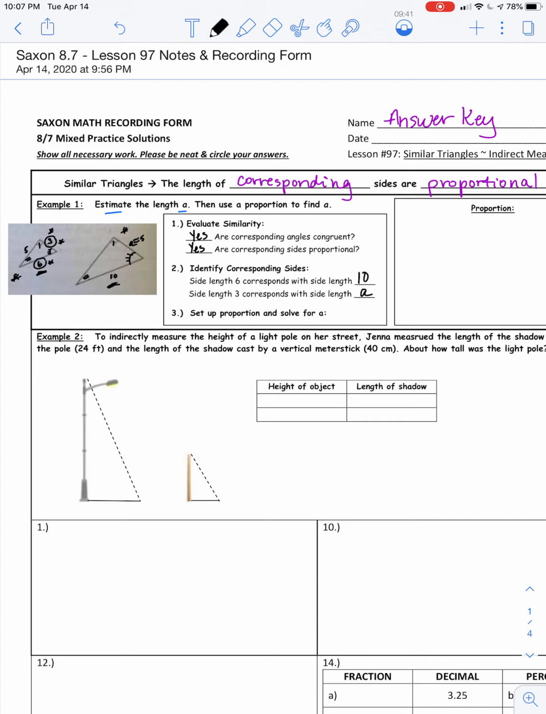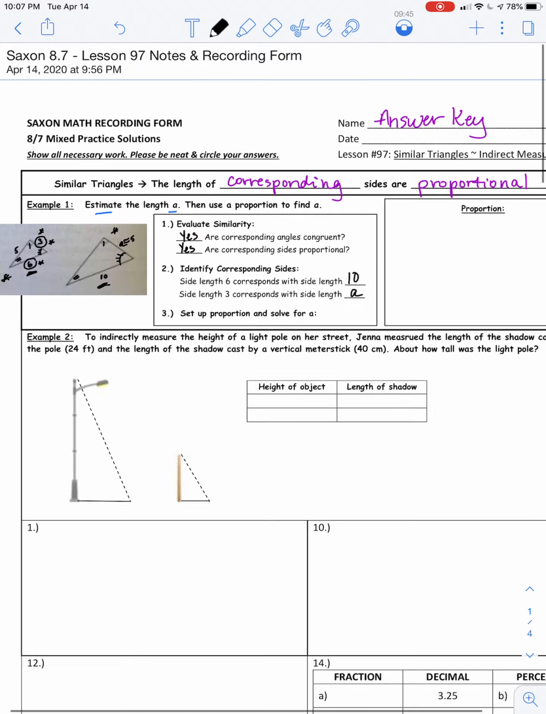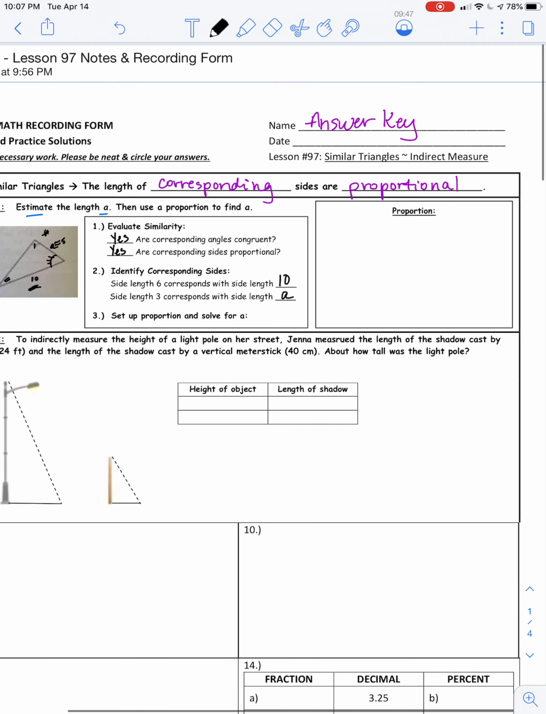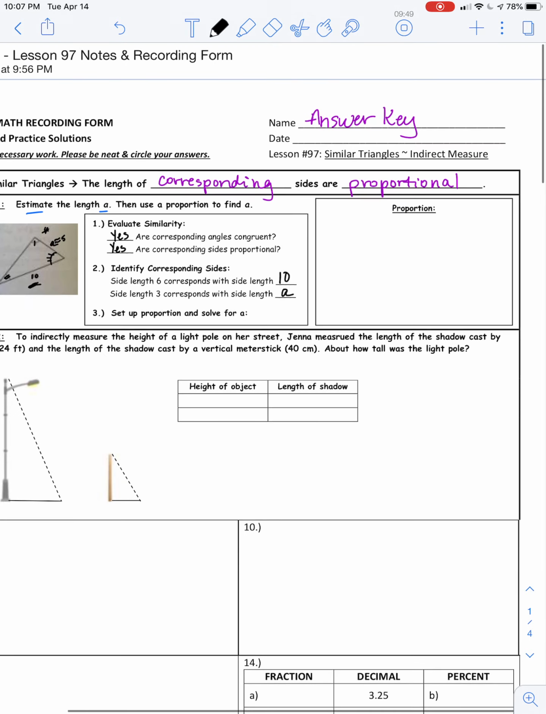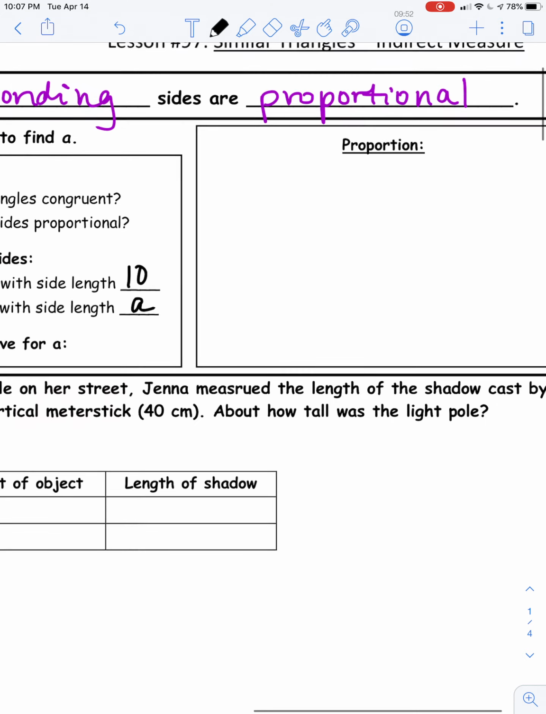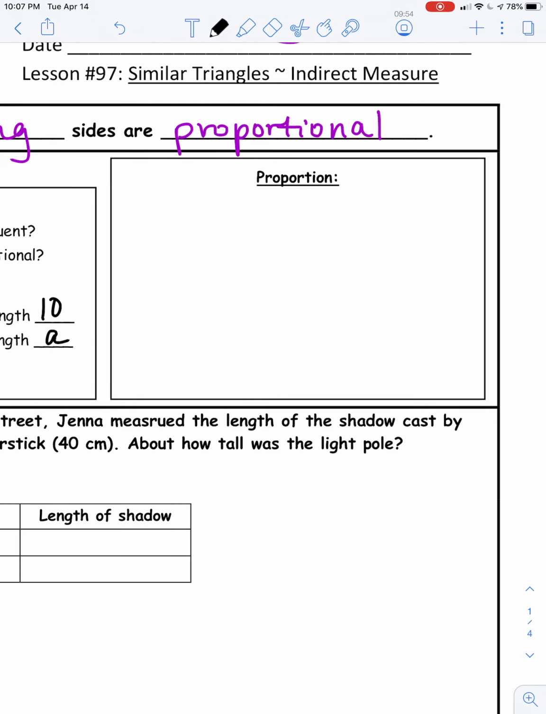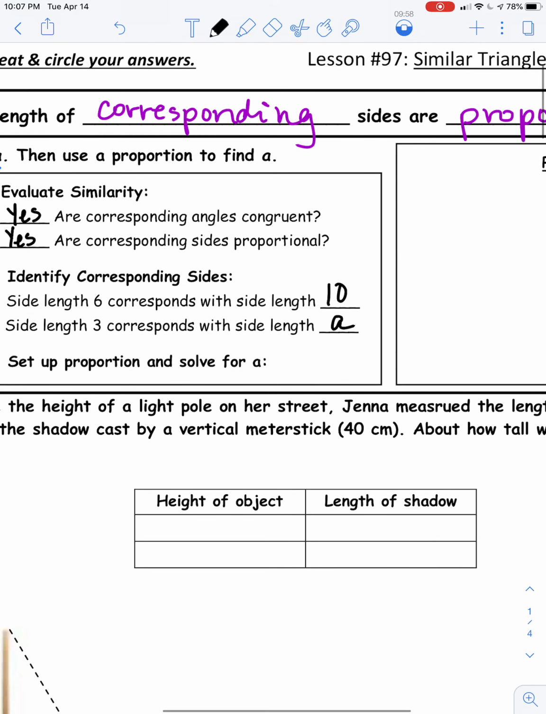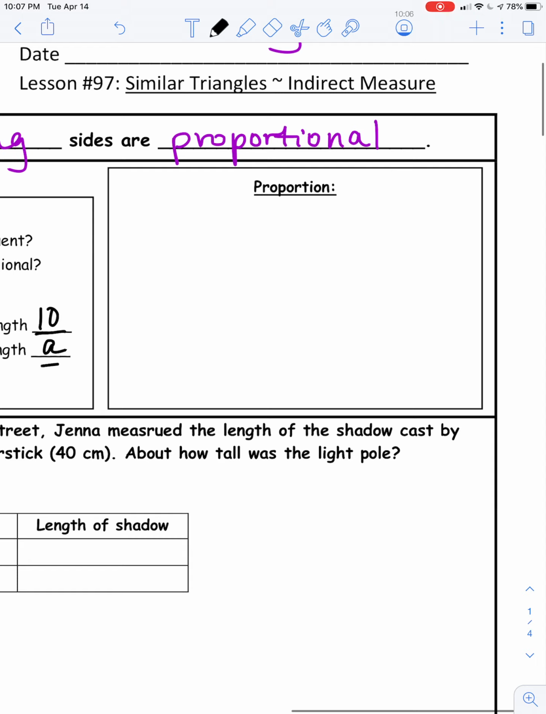Okay, so now number 3 tells us to set up a proportion and solve. So off to the right here, you have a little box where you're going to write this proportion. Blow this up a little bit. There we go. Okay, so we're going to set up the proportion just like we see it right over here. I have 6 and 10 and 3 in A. So those are going to be my corresponding sides.